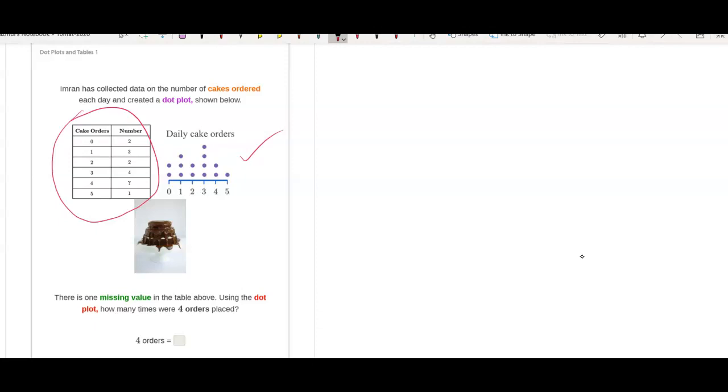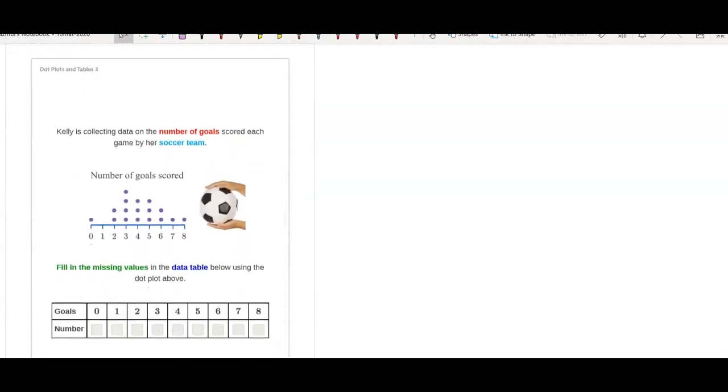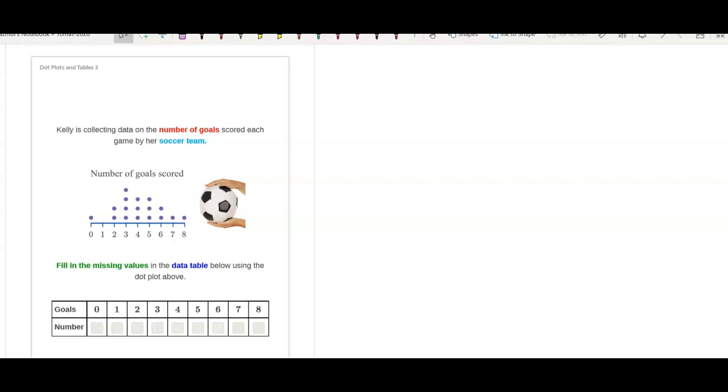There is one missing value in the table above. You see, using the dot plot, how many times were 4 orders placed? This is pretty straightforward. Shouldn't cause any trouble at all. I'll skip that. It's up to you to answer that question.